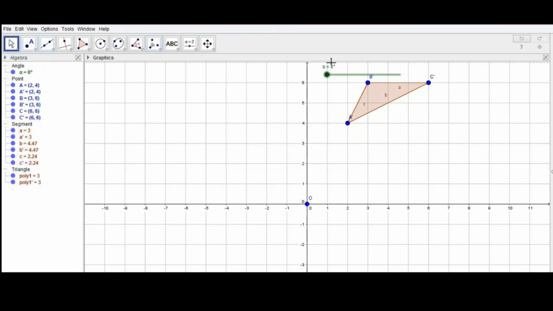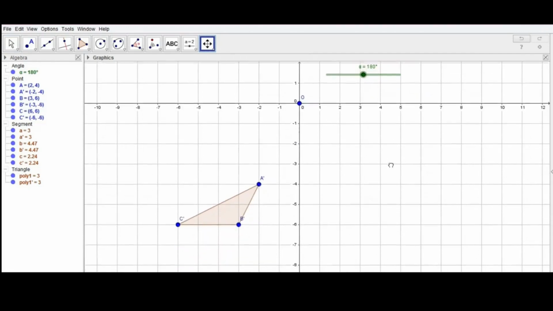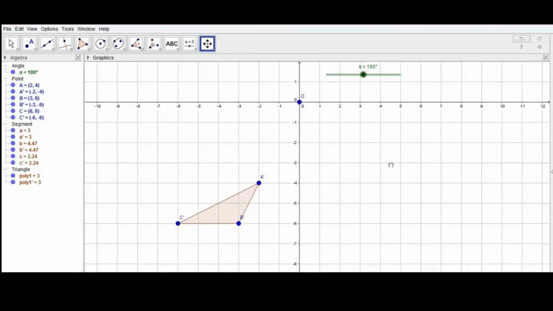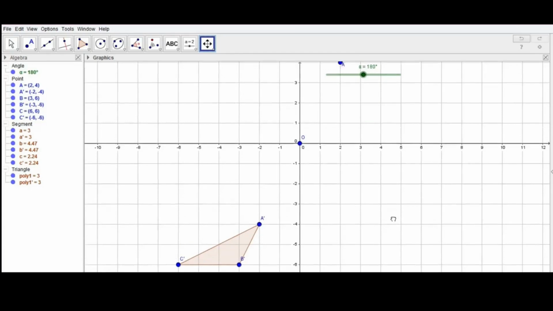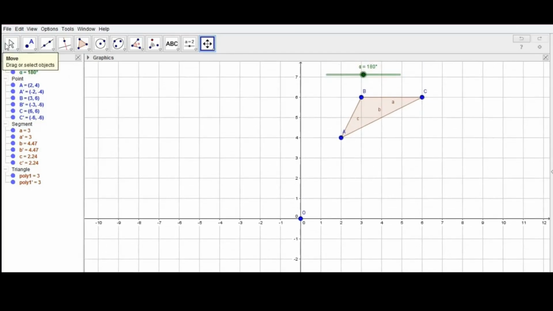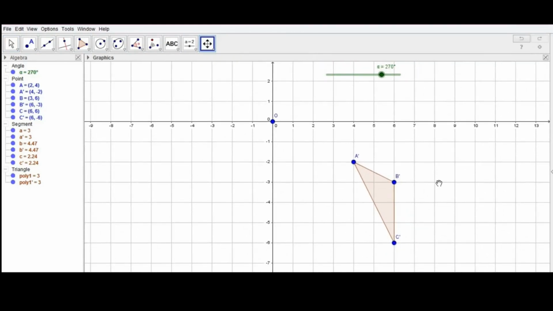Now let's move the angle. So this is 90 degrees anticlockwise rotation, and I move a step forward. This is 180 degrees anticlockwise rotation. When I come down, we see the image triangle produced down here, and that is not what we are looking for. So I'll move a step forward. One step forward is 270 degrees anticlockwise rotation. Now let's observe the image triangle produced.